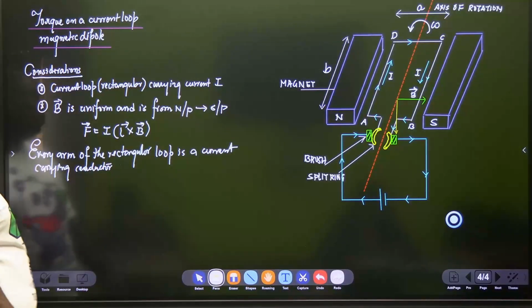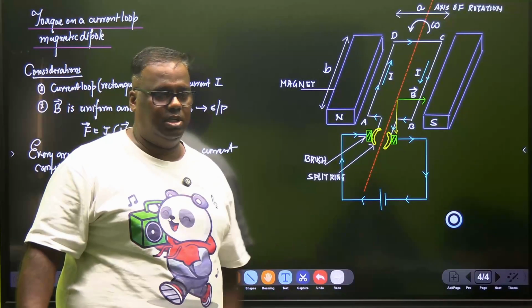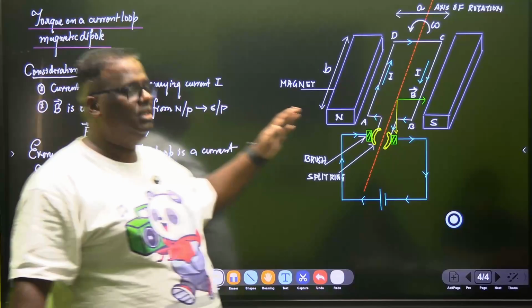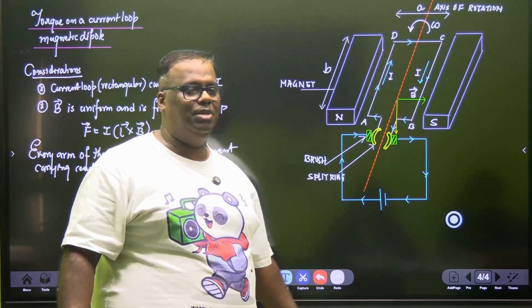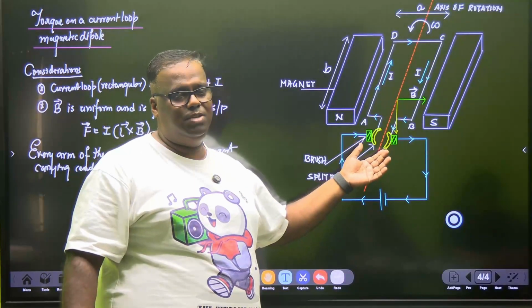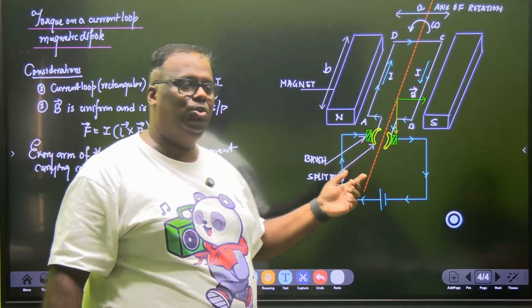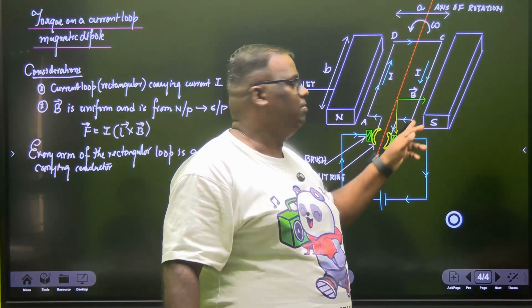Is a current carrying conductor, don't you think? In every arm, current is passing. As children, before we actually start this, let's go to grade 10 and see something. This is typically a DC motor. How does a DC motor rotate? Just look at this side of the arm.